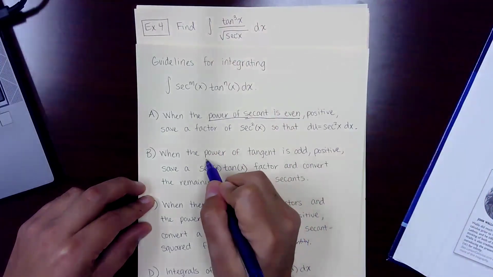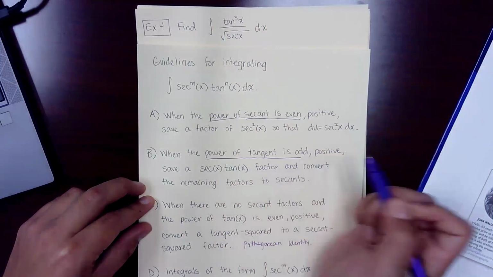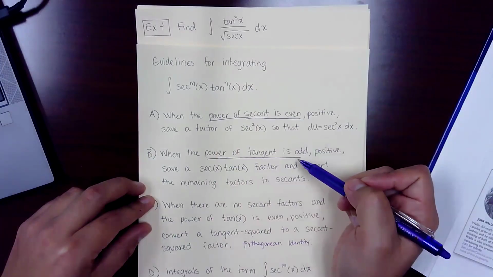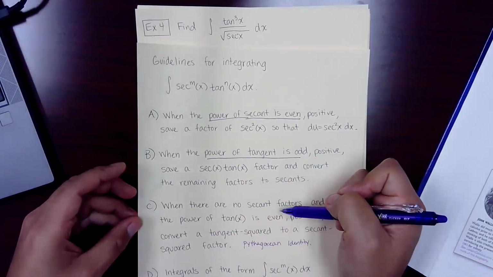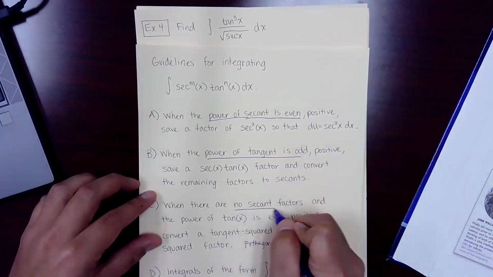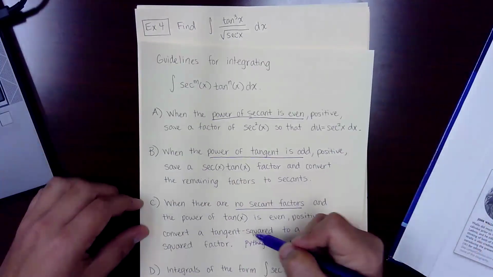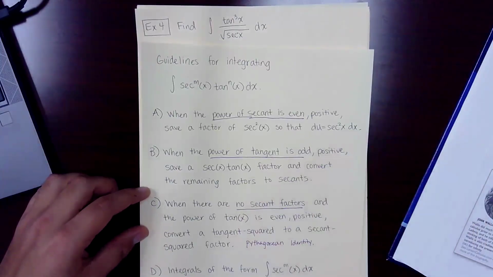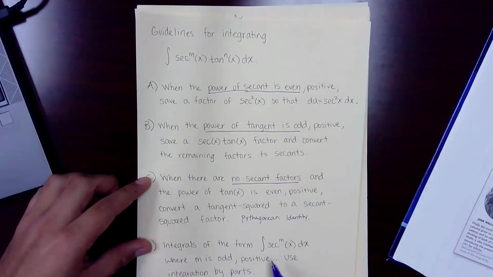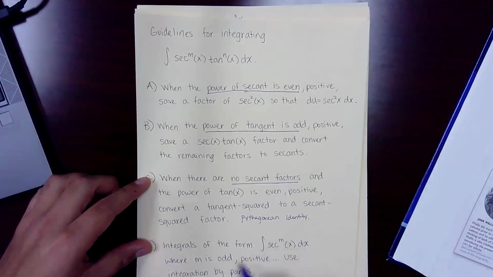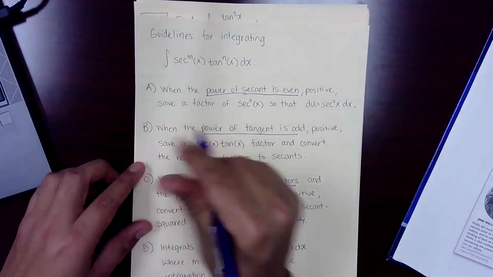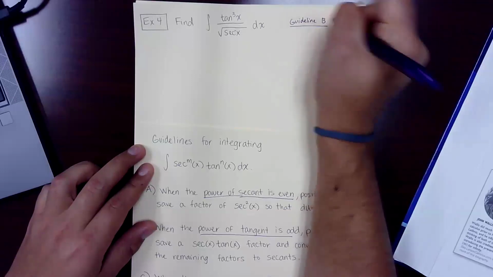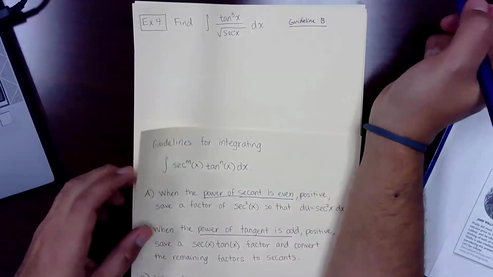Guideline B says the power of tangent is odd, right? So that one probably will work here. The third one is our guideline for when there are no secant factors. That means that we just have even powers of tangent, and that's not the situation we're dealing with. And this last one is when we only have secant and we have an odd power there. So I'm thinking that for this one, guideline B is going to be our best bet. Okay.